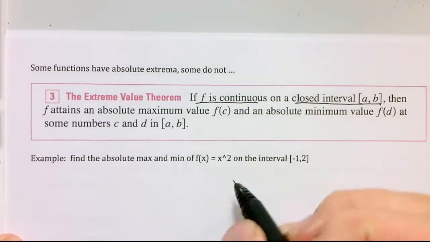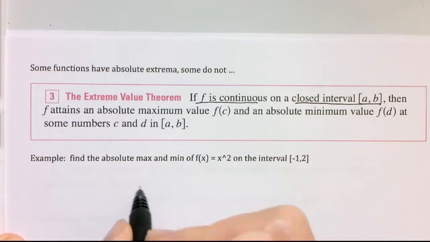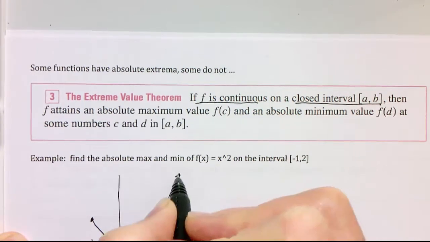Okay, so let's look at a particular function here. Find the absolute max and min of f of x equals x squared. This one we can do pretty easily because we understand x squared pretty well. At -1, we're at a height of 1. And by the time we get over to 2 here, we're going to be at a height of 4.